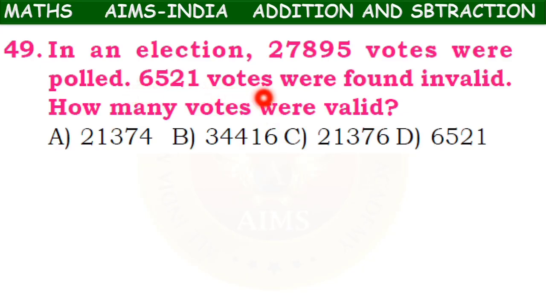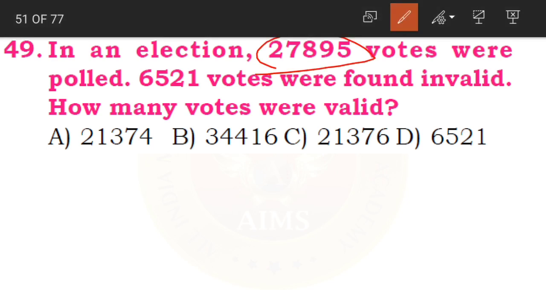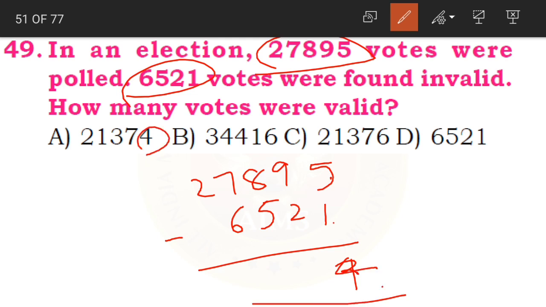So 6,521 votes were invalid. Now how many are valid? How to find out? We need to subtract 27,895 minus 6,521. 5 minus 1, 4. See, from this only I can say, if you look at all the options given, only option A is having 4 in the ones place. So option A is our correct answer.